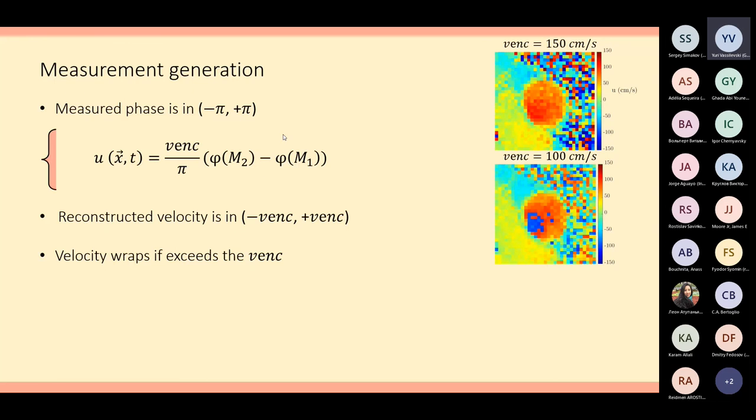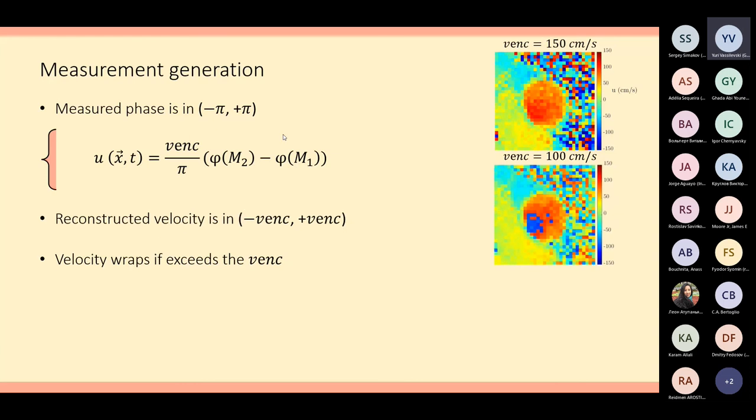So you can ask me, why not choose the VENC very large so we avoid these artifacts entirely? The answer is you cannot set it very large because the noise of the image will scale with the VENC. In other words, the VNR, or velocity-to-noise ratio, is inversely proportional to the VENC. As you multiply the phases by the VENC, you also multiply the noise. So the larger the VENC, the larger the noise level.